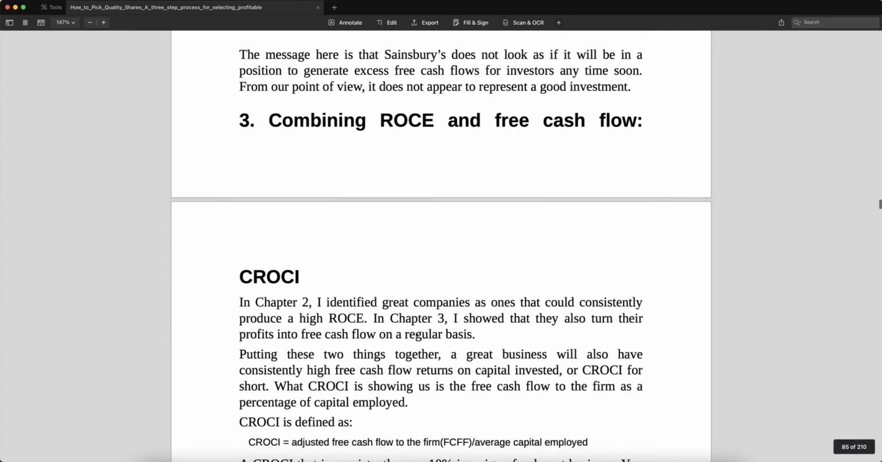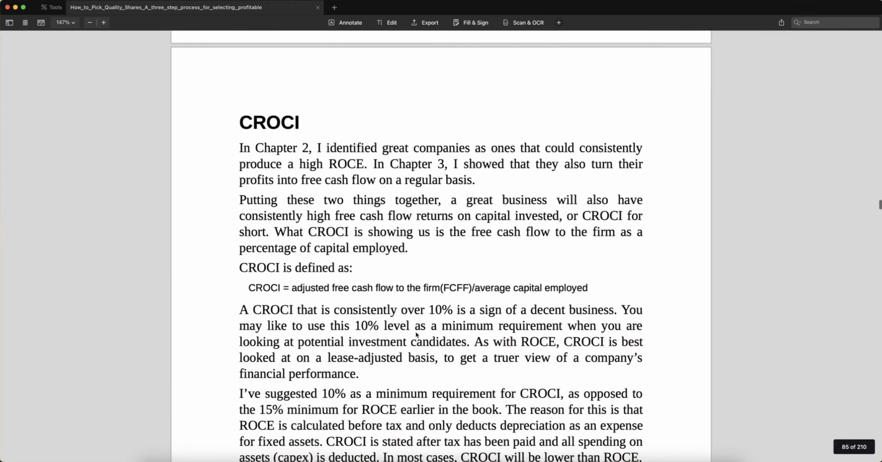Now the next is combining ROCs and free cash flow. There is a ratio called CROIC. In chapters 1 and 2 here we discussed ROCE.